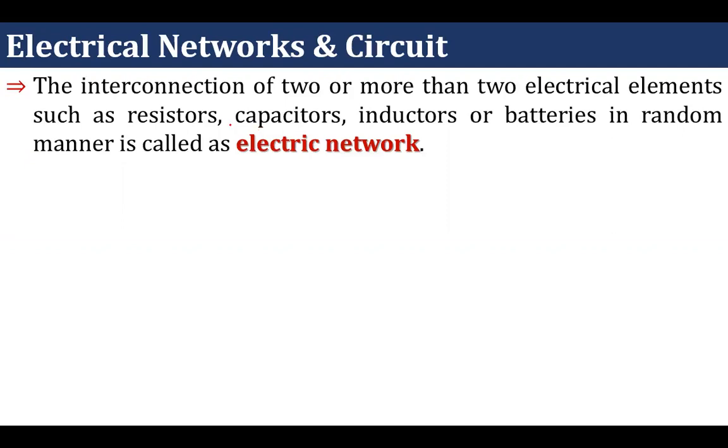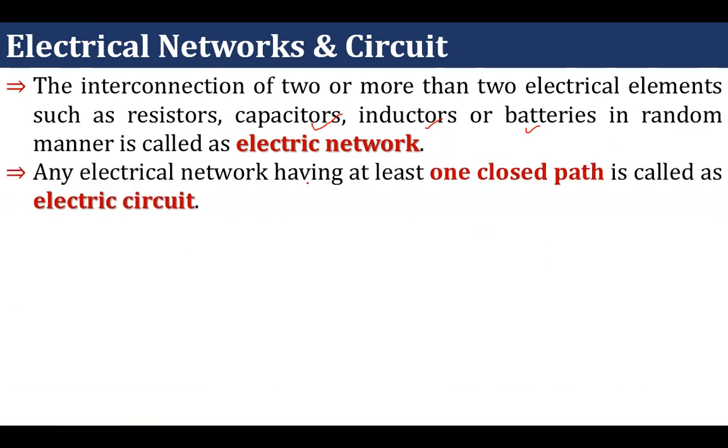The network is an interconnection of two or more circuit elements, for example, resistor, capacitor, inductor, batteries, in a very random manner. Whereas an electric circuit is a network which is having at least one closed path. So this is very important. A network may or may not have a closed path, but a circuit must have at least one closed path.